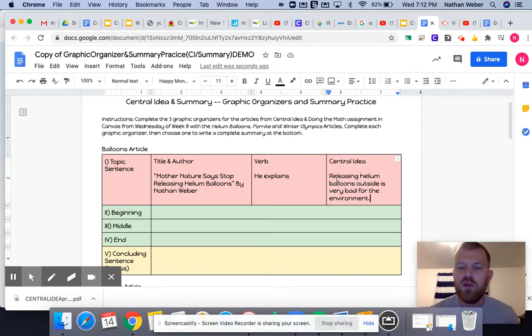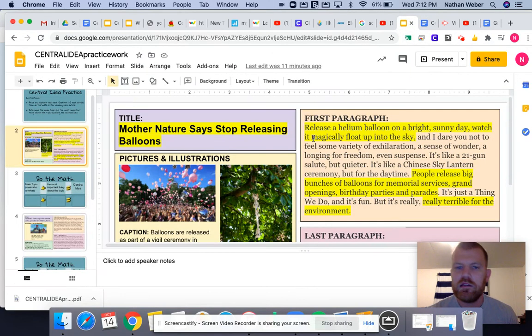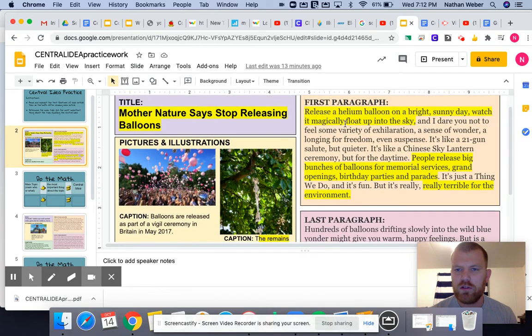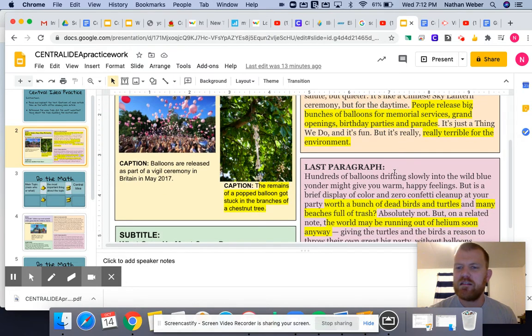So now we need to find important details that support our central idea directly from the text, okay? So we've already highlighted what we think is important here. Now we need to find the key details that support our central idea. And so let's look through. This kind of restates the central idea right here. People release big bunches of balloons for memorial services, grand openings, birthday parties, and parades. That doesn't really support the central idea directly, but we keep going. And it says it's really terrible for the environment. That's a supporting detail, but it's kind of vague. Let's come back to that if we need it.